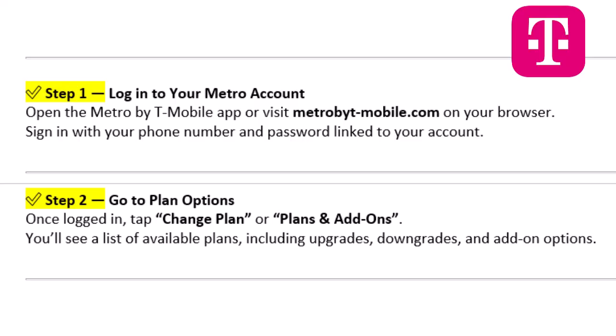Step 2. Go to Plan Options. Once logged in, tap Change Plan or Plans and Add-ons. You'll see a list of available plans including upgrades, downgrades, and add-on options.